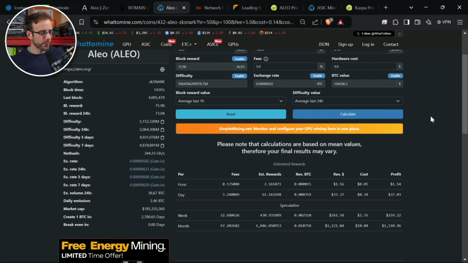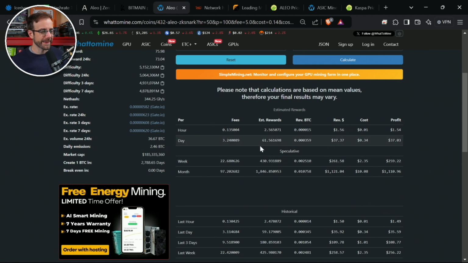The Iceriver would bring home 61 Aleo per day. Obviously, incredibly more profitable versus the 4090. But again, none of this is really a surprise. Other things I was considering is, what do I want to do here?